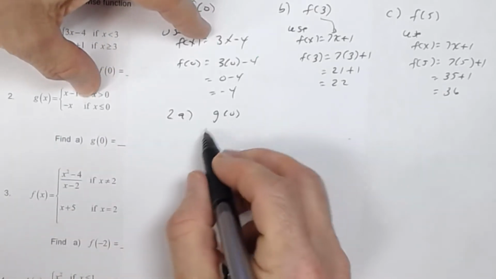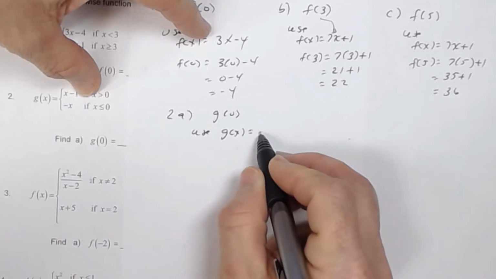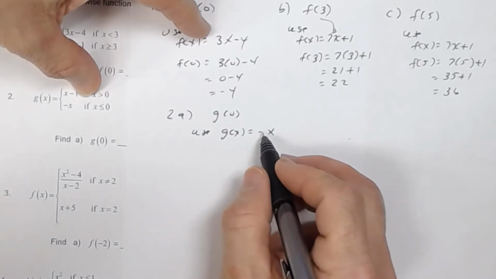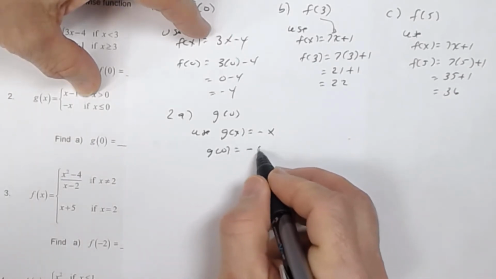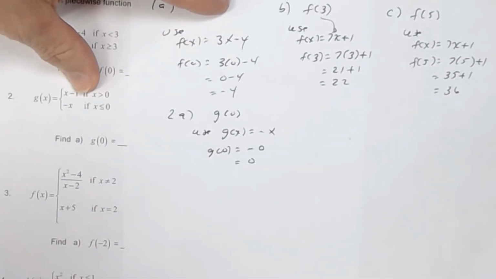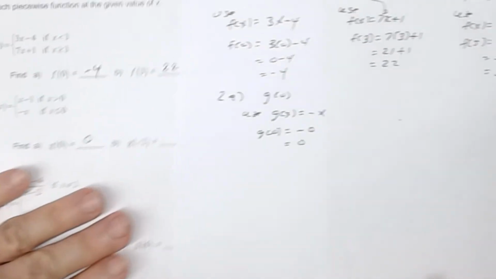All right, so we're going to use g of x equals negative x, or the opposite of x. That's another way you can read this, the opposite of x. So therefore g of 0 then will equal the opposite of 0, which is 0. So there's your answer. g of 0 is 0. All right. Part B.